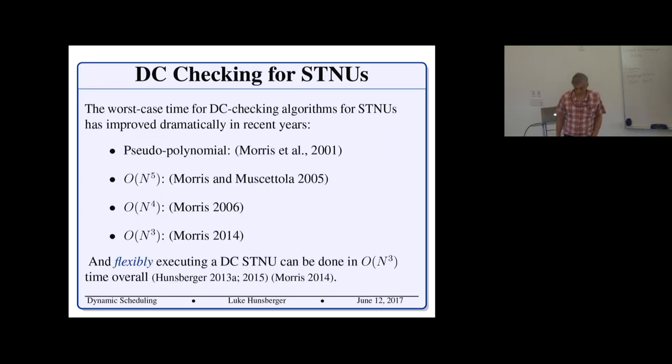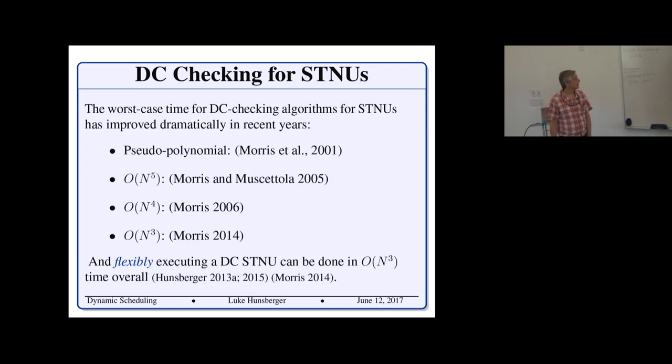Okay, now there's been a lot of work, a lot of improvements, a lot of advances over the past many years, mostly involving Paul Morris and colleagues. They started with, in 2001, what they called a pseudo-polynomial algorithm that depended on the granularity of the domain. So that was okay as a first step, but in 2005, they presented an order n-fifth algorithm. N is the number of time points in the network. And then in 2006, went to an order n4 algorithm.